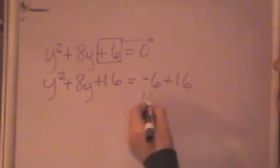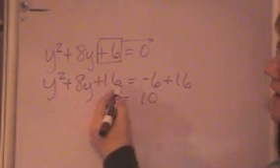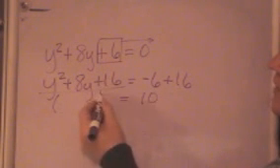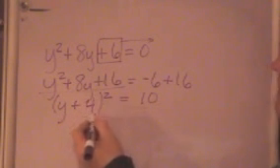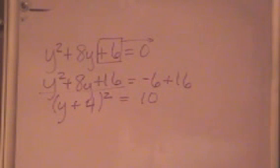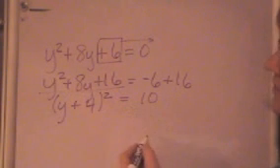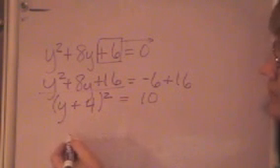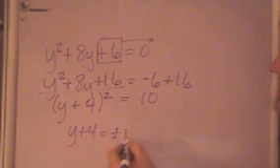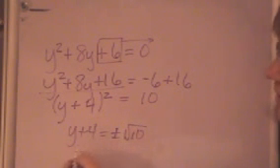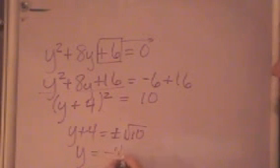So over here I have 10 is equal to, and now I have something that is a perfect square that I can factor. Y plus 4 quantity square will give me this trinomial up here. So now all I have to do is take the square root of both sides. Y plus 4 equals plus or minus the square root of 10, and subtract 4 from both sides.